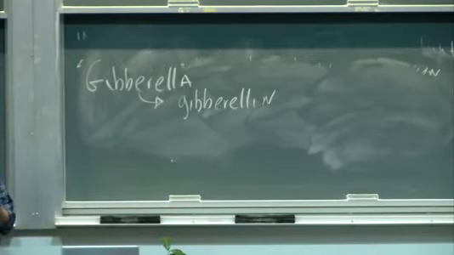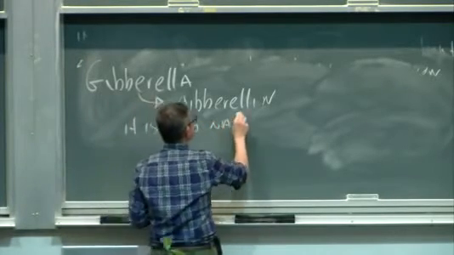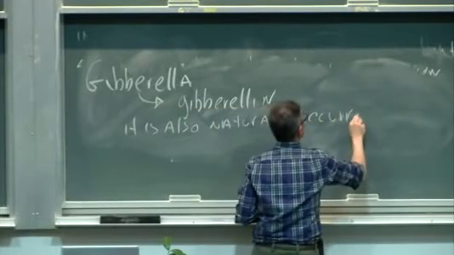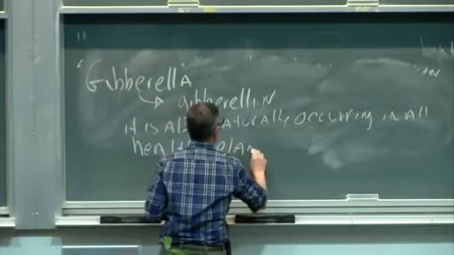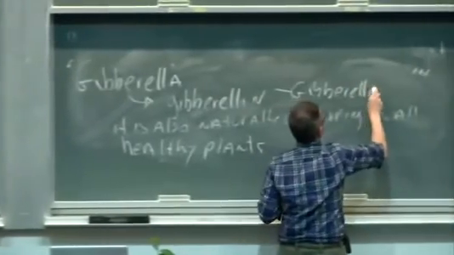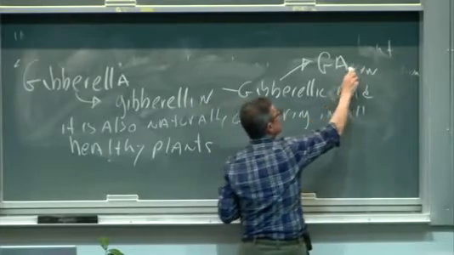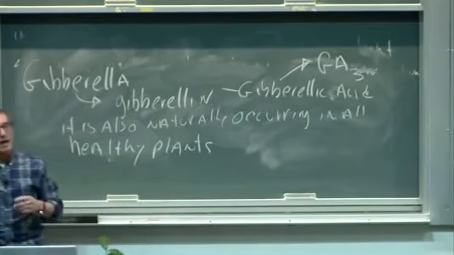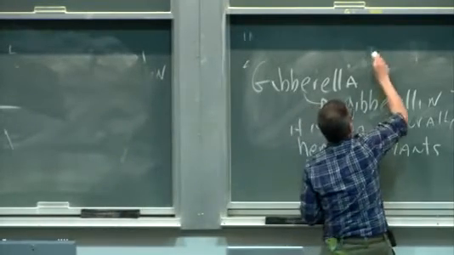Now, this compound was first identified and isolated from a fungus, but we now know it is also naturally occurring in all healthy plants. And there are now probably in excess of 100 individual chemical compounds which are gibberellins, and they are also called gibberellic acid and are abbreviated in your text as GA. And often there is a number associated with it to indicate which of the gibberellins we happen to be looking at. Now, as with the auxins, gibberellins can have profound effects on development at very, very low concentrations. So they are plant growth regulators.